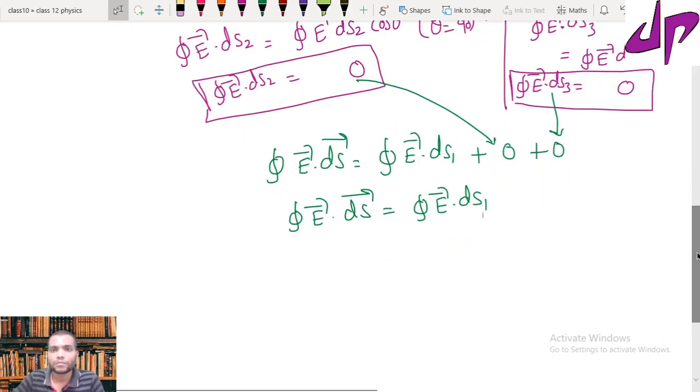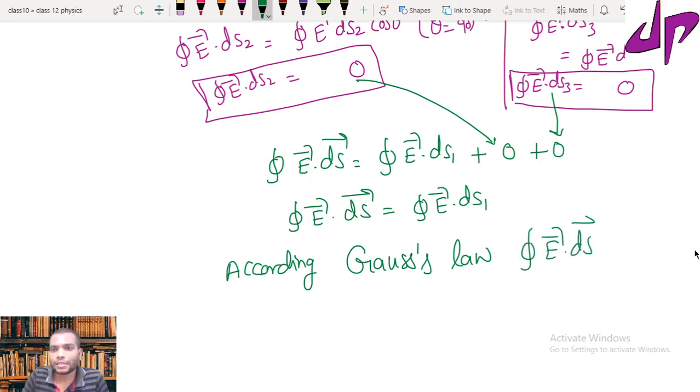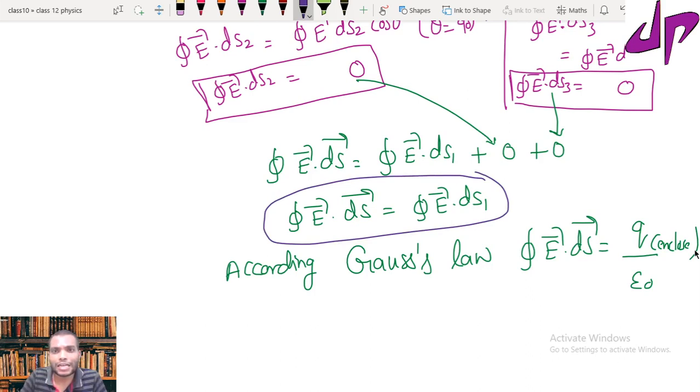According to Gauss's law, the closed integral of E bar dot ds equals the charge enclosed by epsilon naught. From the above expressions, the total flux is just due to the curved surface. So in its place, I can substitute this value. I get the closed integral of E bar dot ds1, where I have left only the curved surface area, which equals Q upon epsilon naught. Here Q is the charge enclosed.